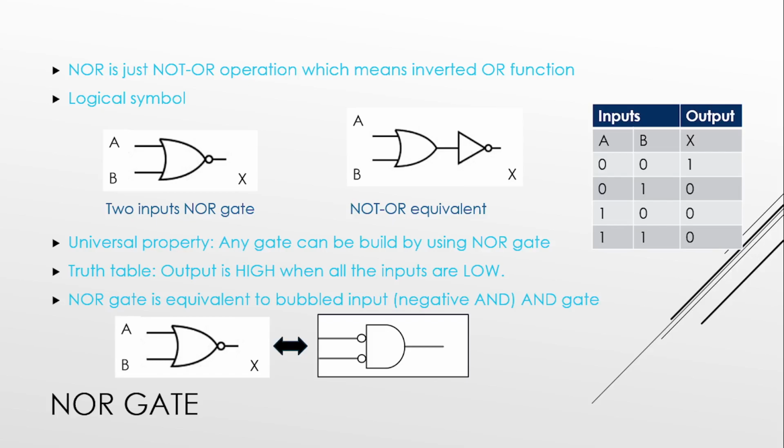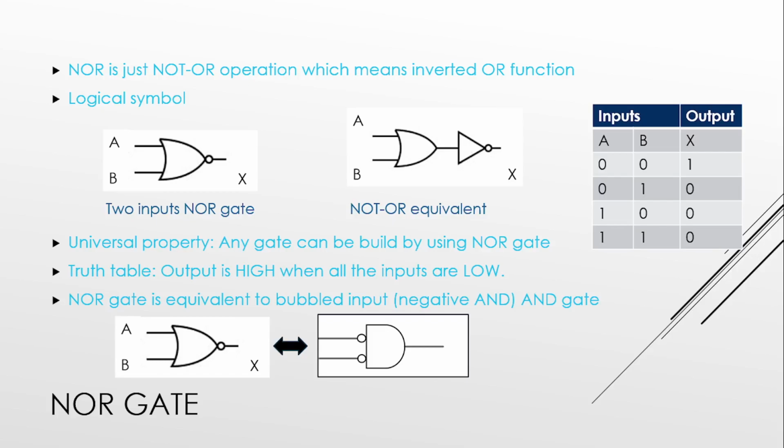And another property of NOR gate is that it is equivalent to a very specific AND gate whose inputs are bubbled. So NOR gate is equivalent to bubbled input or negative AND gate, as you can see in the figure. So NOR gate is equivalent to the AND gate whose inputs are simply bubbled or inverted. Okay, so this was NOR gate, universal gate.